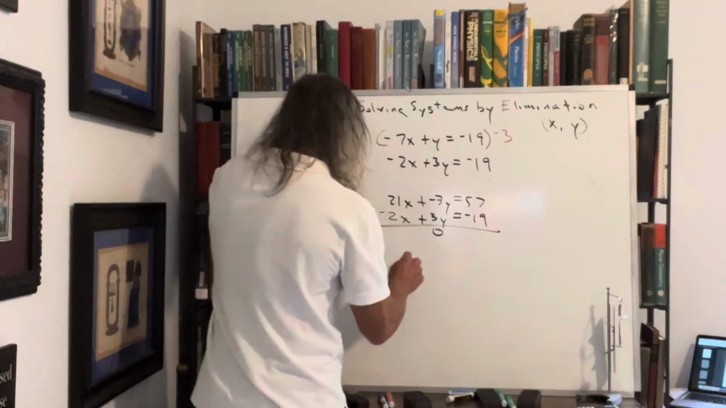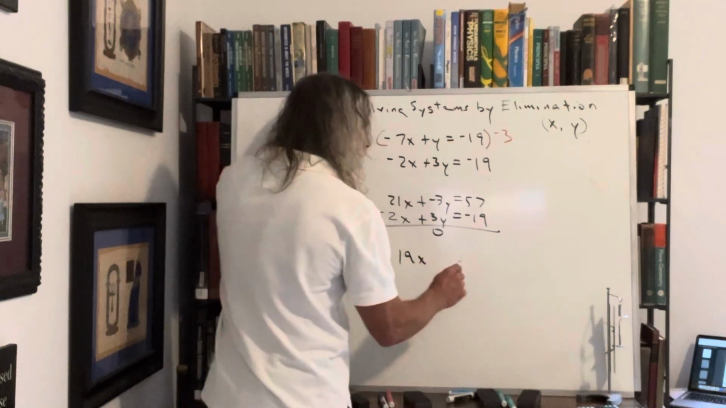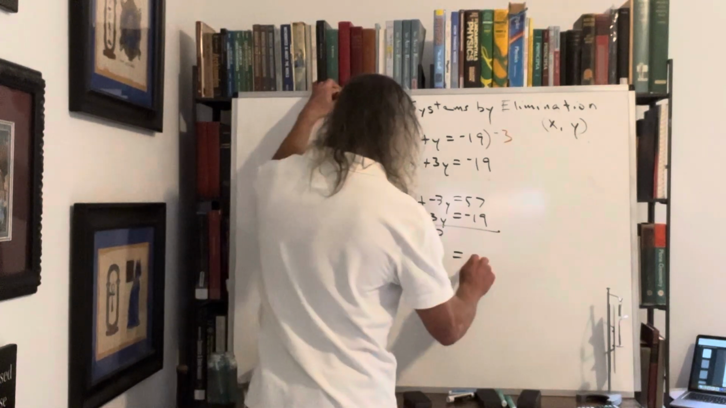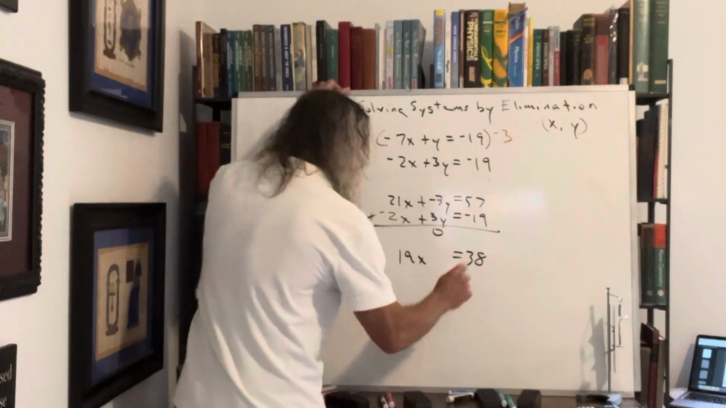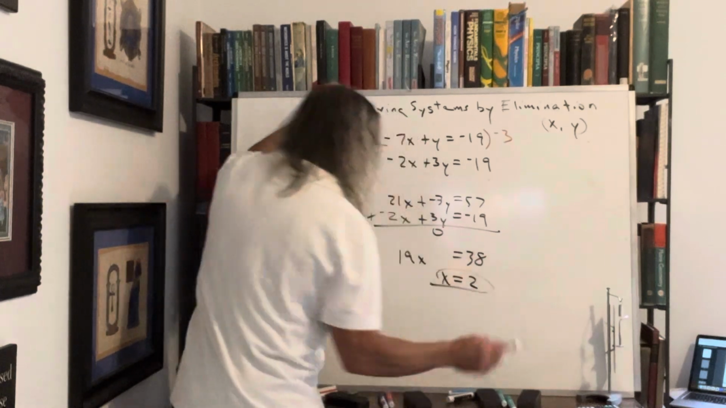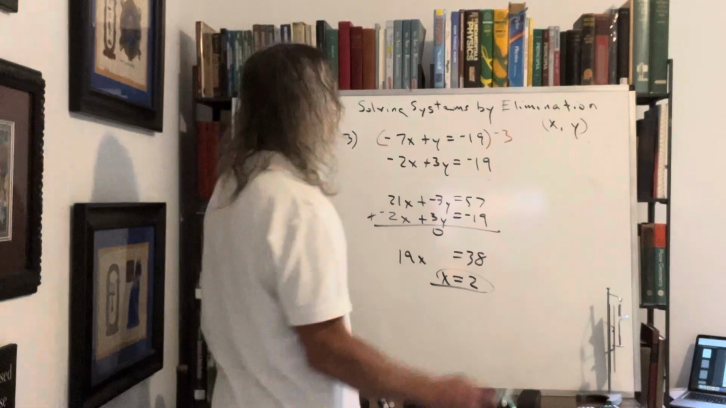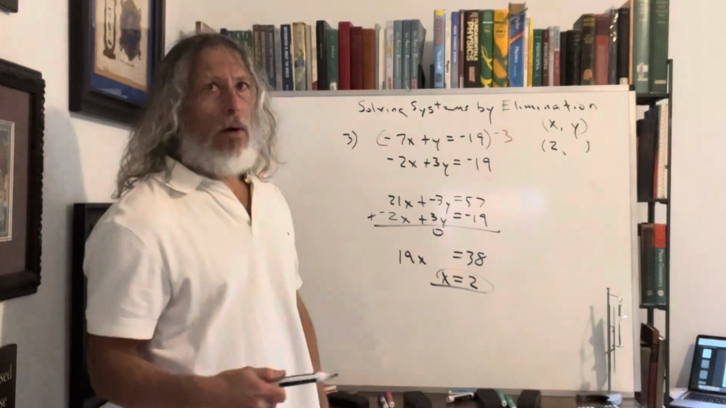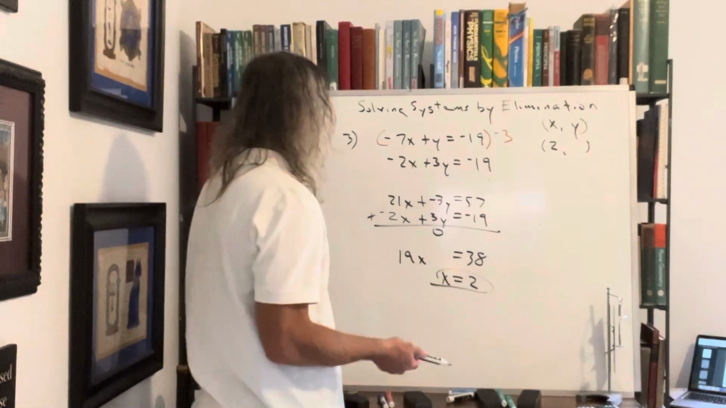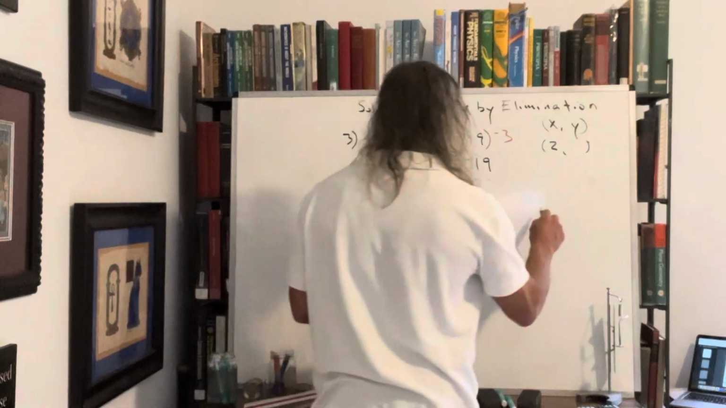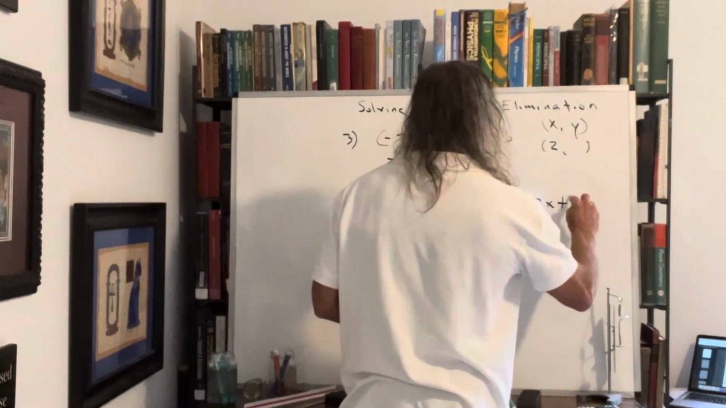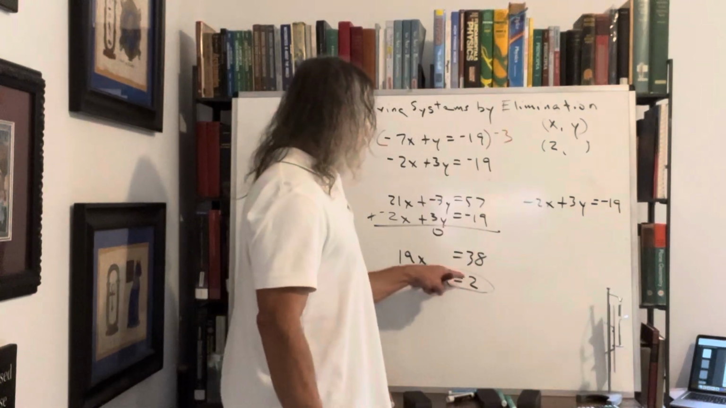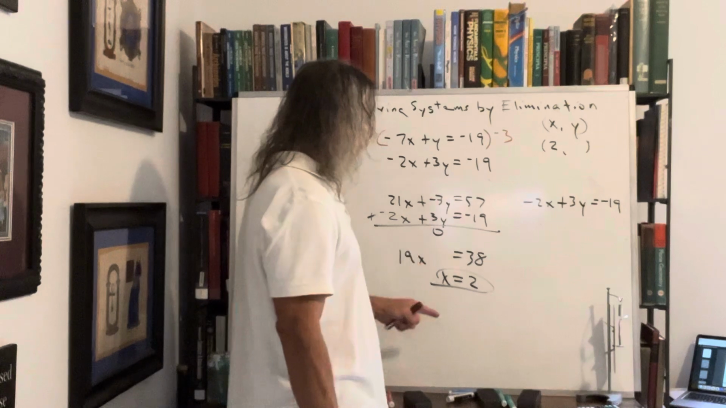Pop. Add down. 19x. And that'd be 38. Divide by 19. X is 2. So x is 2. Then we put 2 in for x. I'll take the second equation. We get this. X is 2. 2 is x. So we can get 2 and put it in place of the x.